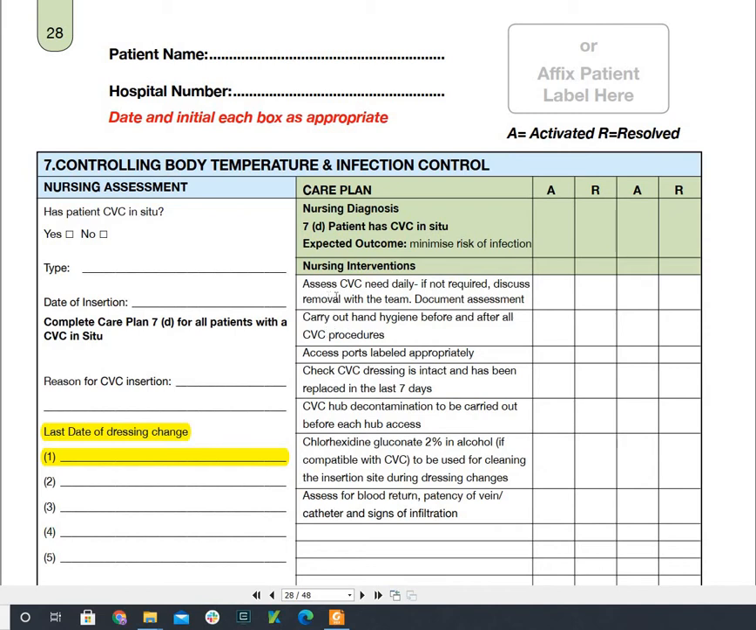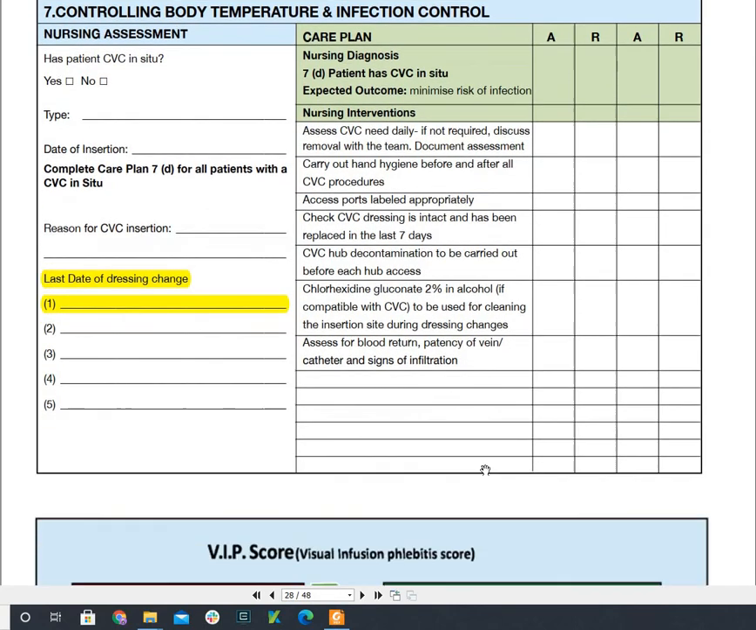So the nursing interventions: assess CVC need daily, if not required, discuss removal with the team, document assessment. Carry out hand hygiene before and after all CVC procedures. Access ports are labelled appropriately. Check CVC dressing is intact and has been replaced in the last 7 days. CVC hub decontamination to be carried out before each hub access. Chlorhexidine gluconate 2% in alcohol, if compatible with the CVC, to be used for cleaning the insertion site during dressing changes. Assess for blood return, patency of vein and catheter, and signs of infiltration. And we have blank spaces here to write your own interventions.